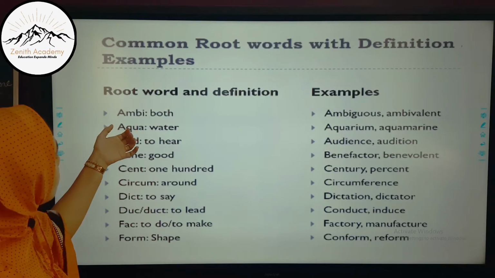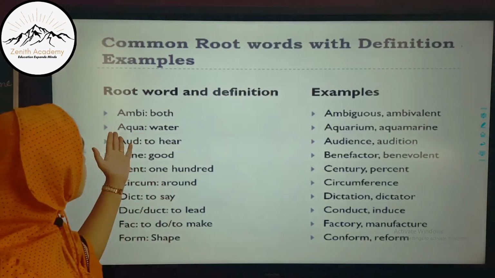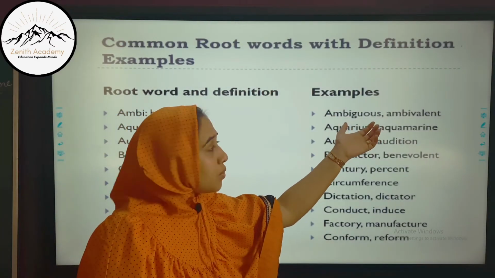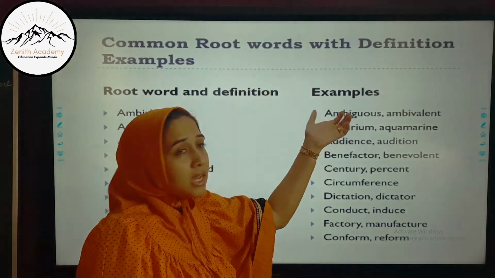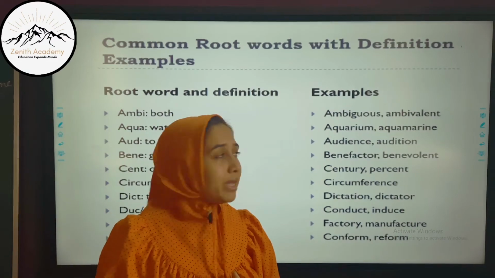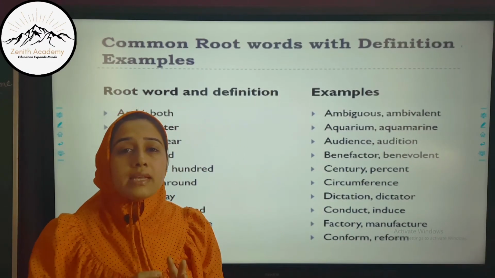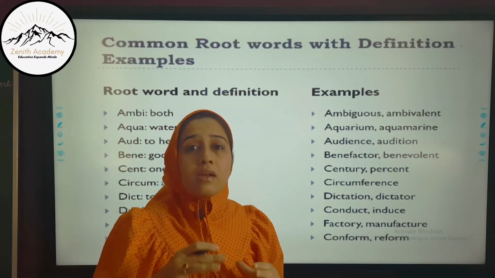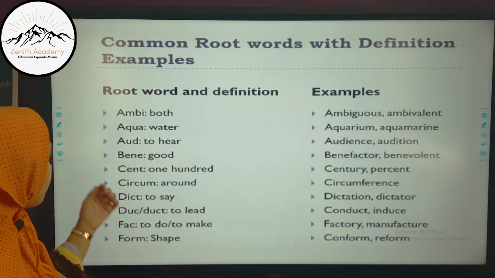Here, the first root word given is ambi. Ambi means both, and that is why when a proper suffix is added to it, it becomes ambiguous and ambivalent. So, ambi is both; ambiguous when two things or both the things are mixed, ambivalent when both things are individually present equivalently, so it is ambivalent.